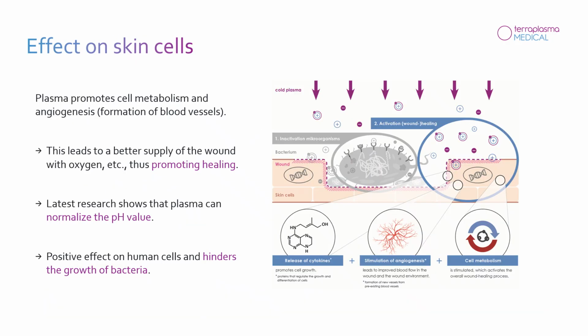So this means plasma also acts on skin cells. It promotes cell metabolism and the angiogenesis. This is the formation of new blood vessels in the tissue. This gives the wound a better supply of oxygen and nutrition. This supports the healing. The latest research shows that plasma can also normalize the pH value. Overall, CAP has a positive effect on human cells and it hinders the growth of bacteria.